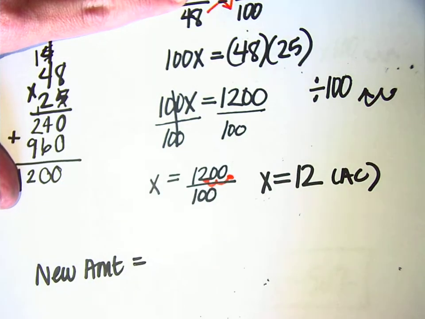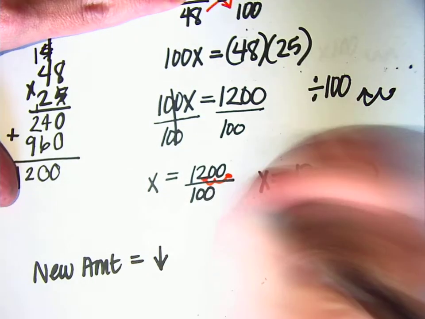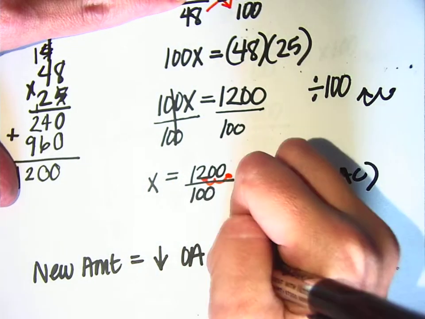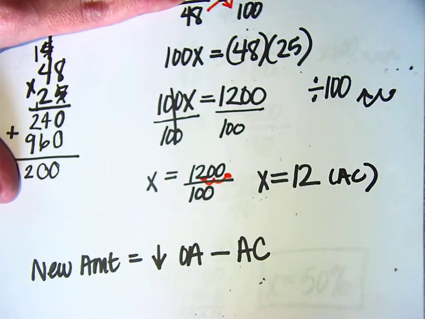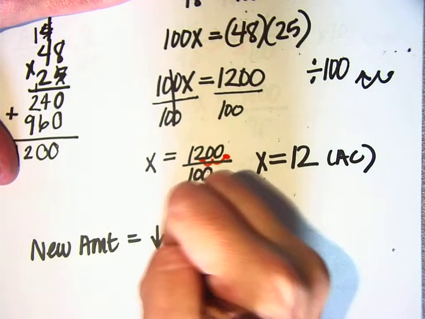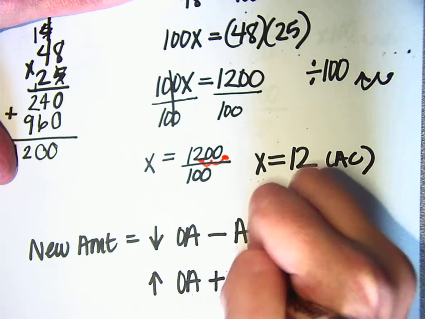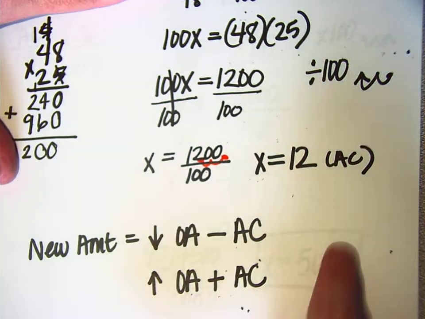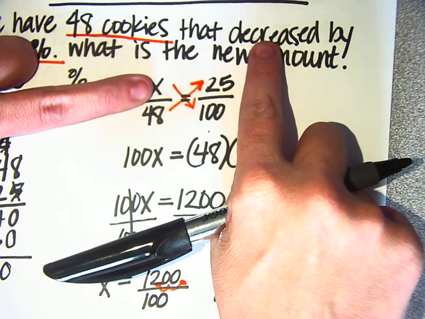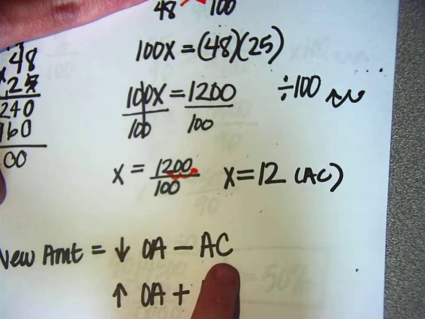if it's a decrease, you're going to take the original amount and subtract your amount of change, okay? If it's an increase, you're going to take your original amount and add your amount of change, okay? So we need to look at our word problem. It says that it was decreased, so we're going to follow this one right here.